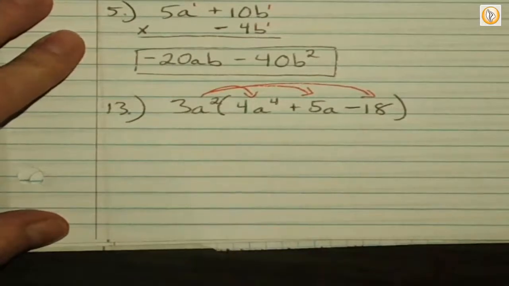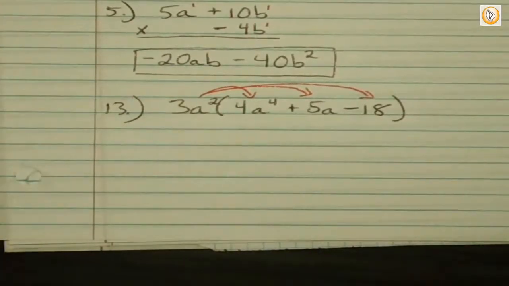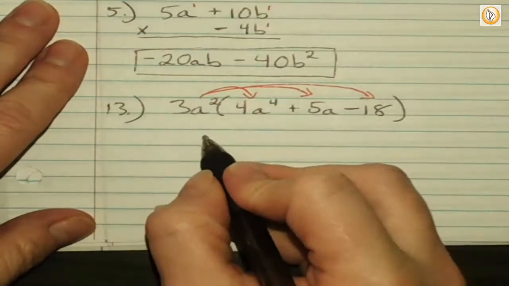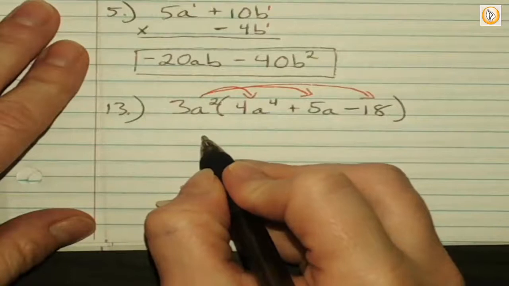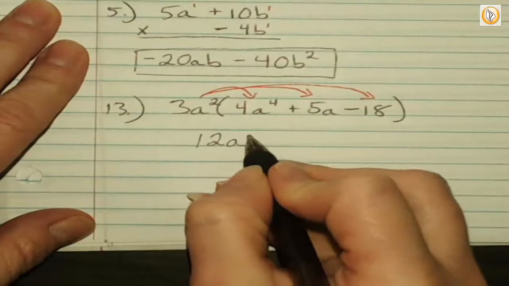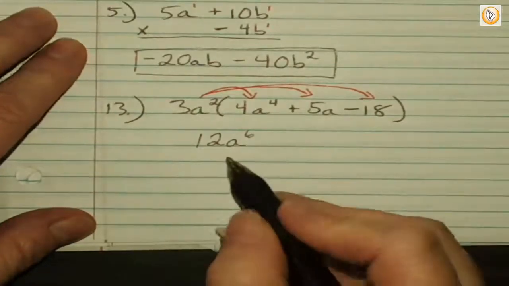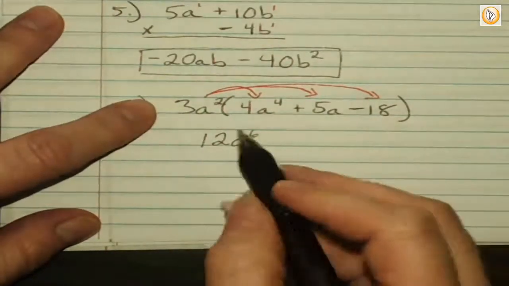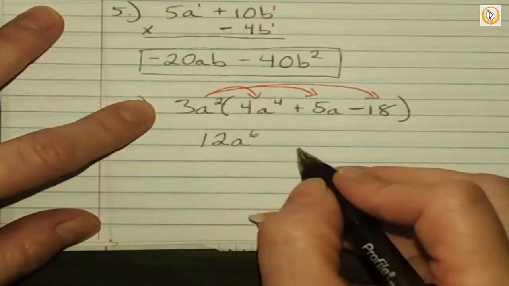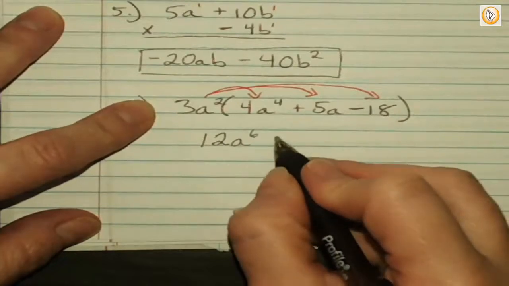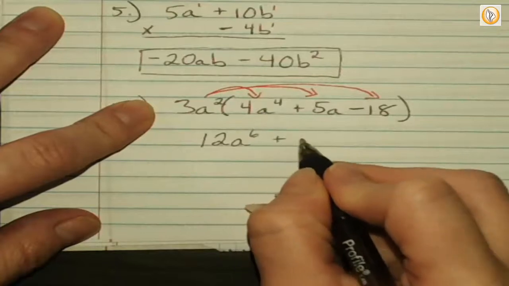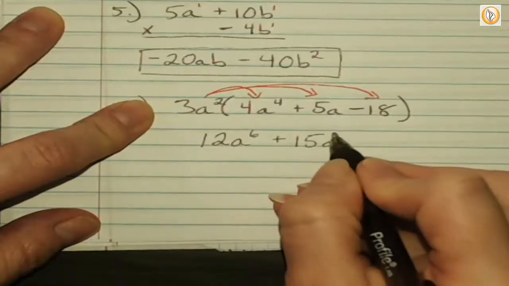Keith, what would be my first one? Multiply the squared times squared. You get 12a to what? Yeah, perfect. Now, if you do not understand how he got that, you need to raise your hand. We're adding the exponents. Ariel, what about the next one? It would be 3a squared times 5a, which would equal 15a cubed. Very good.